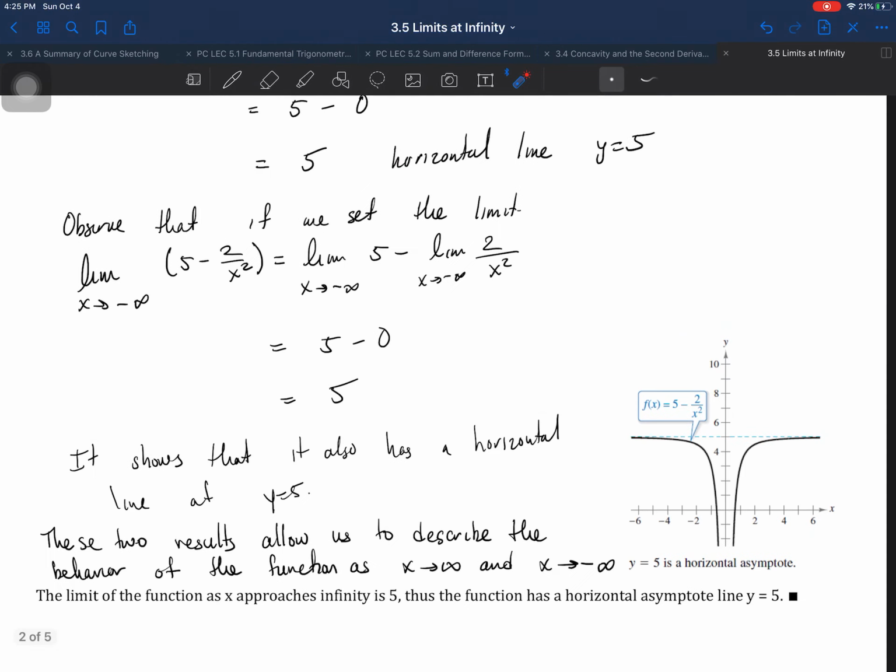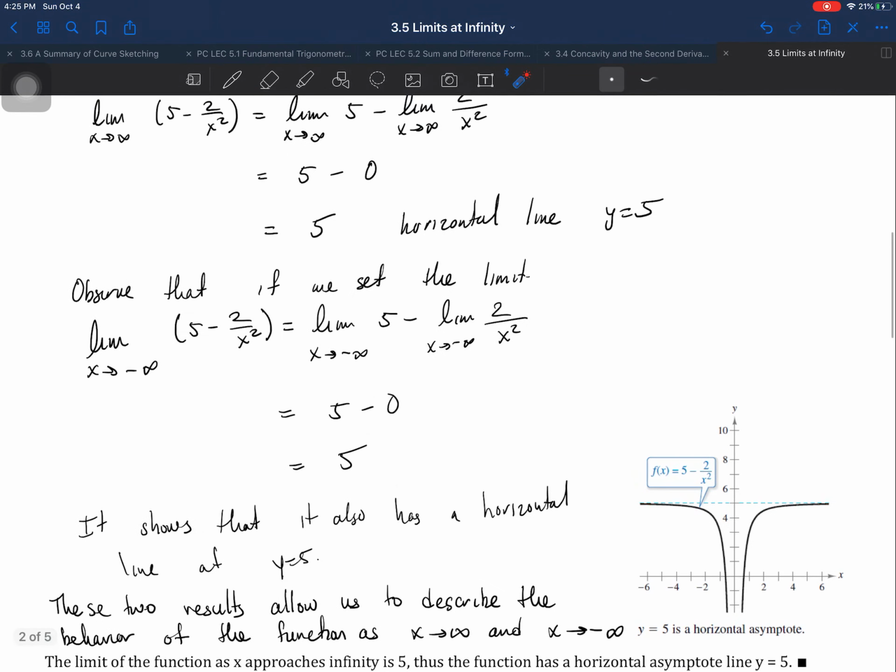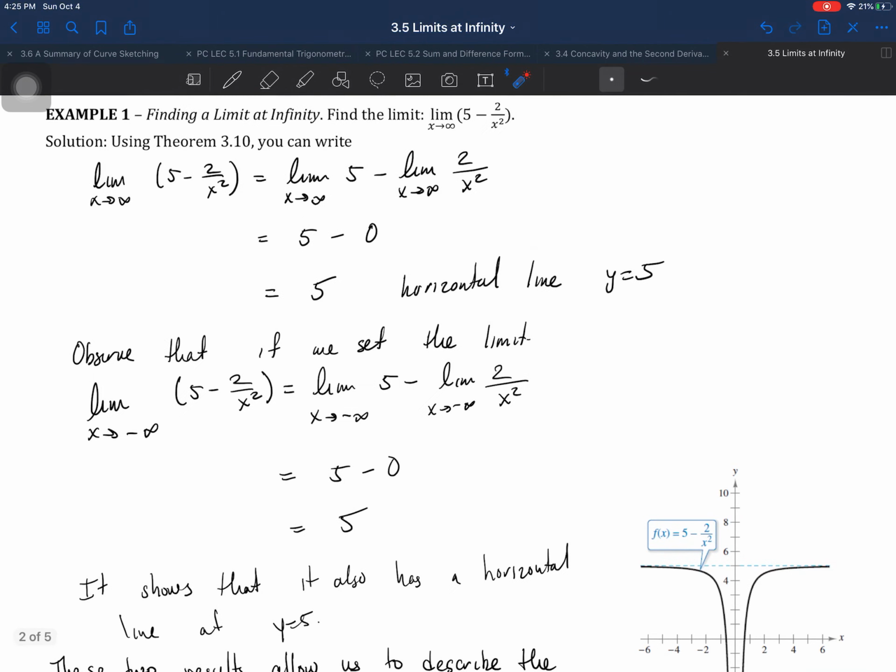So I want to point out here, can we just jump in and do this directly? Yeah, you can just say that this is going to be 5 and this is going to be 0, right? So you can just do it directly. You don't have to separate it into these two forms. This is the proper way to do it, but we already know that we can just jump in, as long as this limit exists and that limit exists.